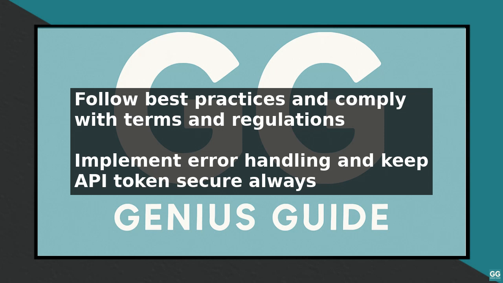streamline your business operations. In conclusion, the Revolut Business API is a powerful tool that allows you to automate and integrate your business operations. By following the steps outlined in this guide and adhering to best practices, you can successfully use the API to improve your business efficiency and productivity.